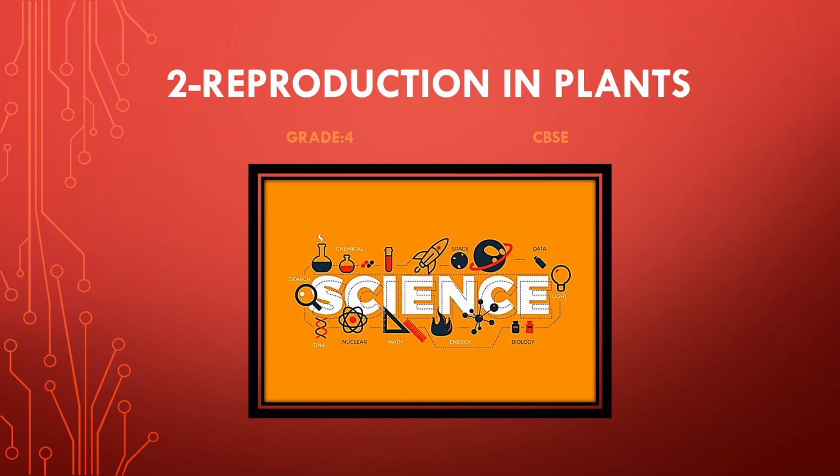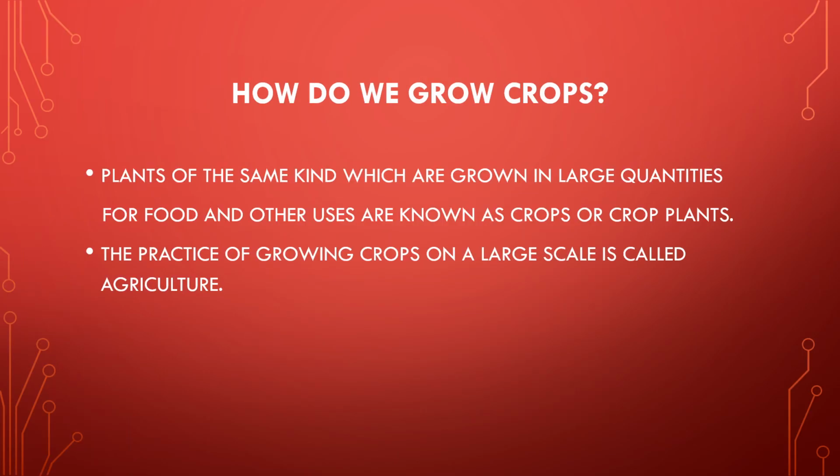So today we are going to learn about part 3, chapter 1. So this is a modification. So it's chapter 1, Reproduction in Plants. Maybe it was done in the before video also. So this thing is about crops. So how do we grow crops?